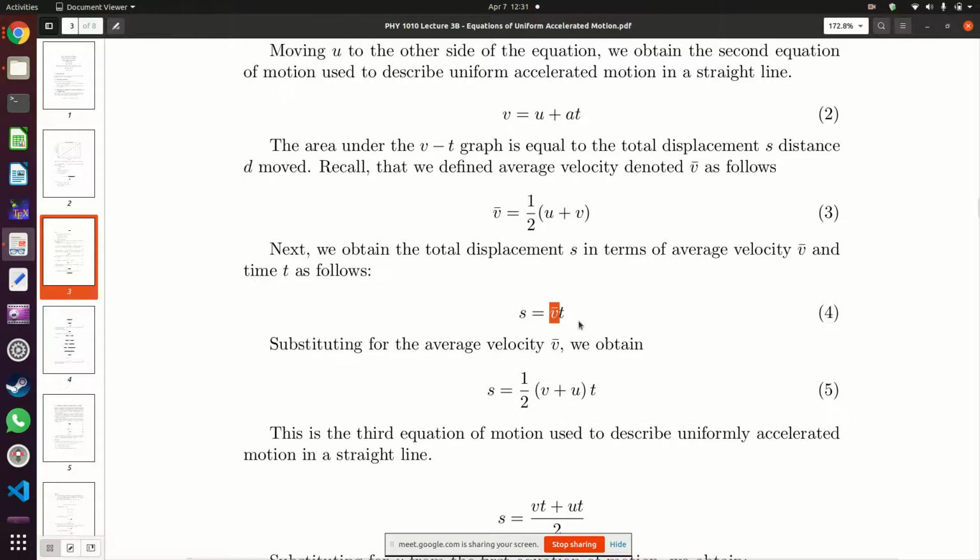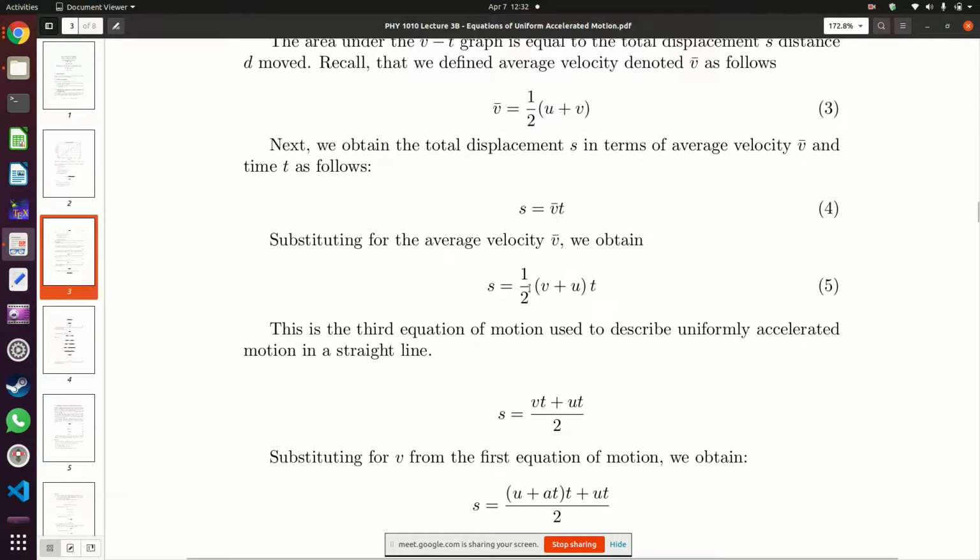So the displacement, which is the distance moved by an object in a particular direction, is equal to the average velocity multiplied by the time taken for that object to move. However, remember that in equation 3 we know what average velocity is: half the initial velocity plus the final velocity. So we substitute for the average velocity in this expression, and we end up having displacement s equal to half u plus v multiplied by t.